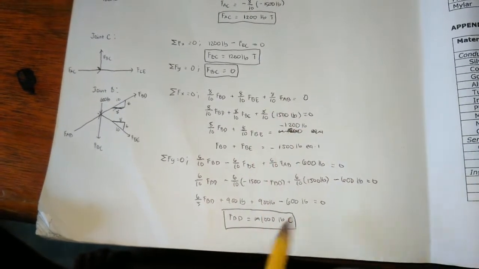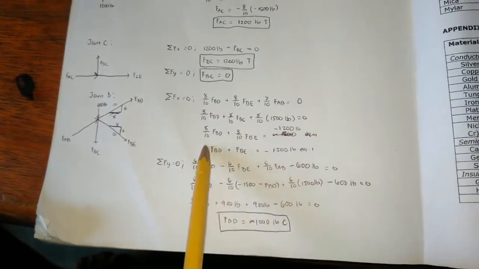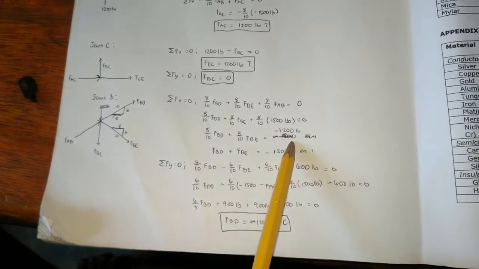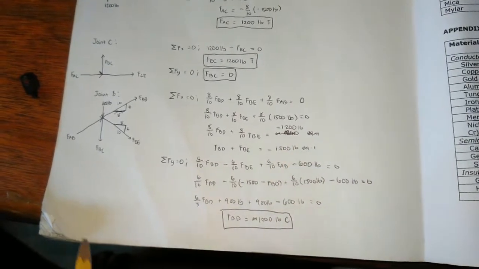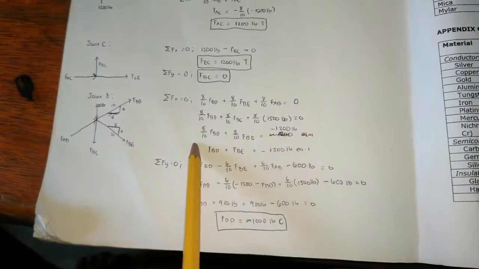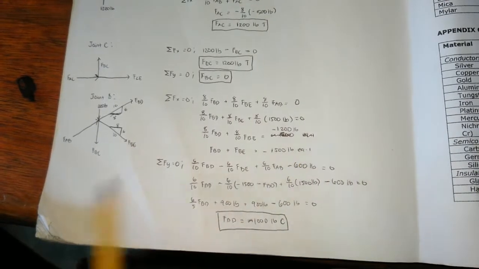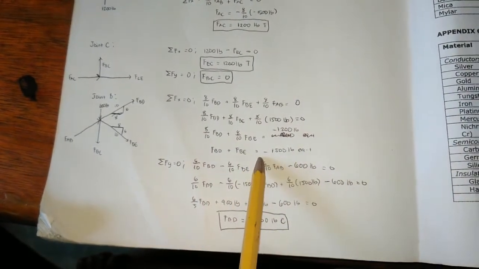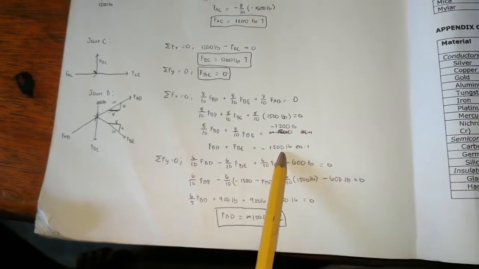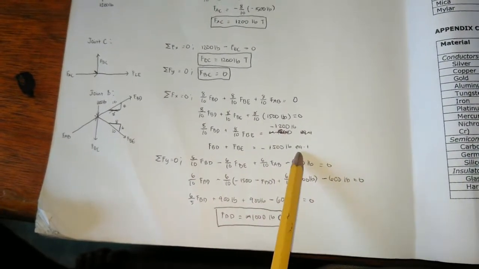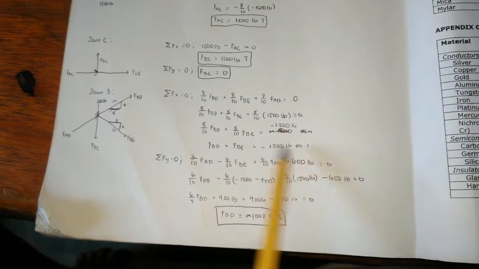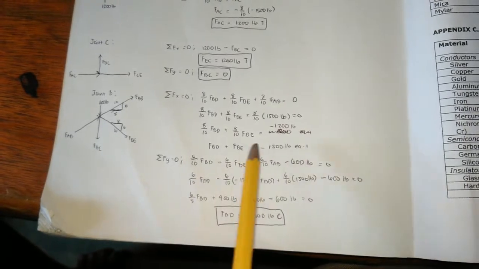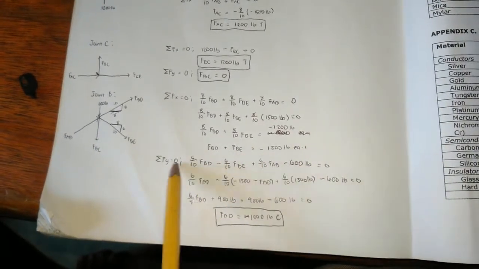So we have 8 over 10 FBD plus 8 over 10 FBE plus 8 over 10 times 1,500 pounds equal to 0. So 8 over 10 FBD plus 8 over 10 FBE is equal to negative 1,200 pounds. Divide all sides by 8 over 10. So we have FBD plus FBE is equal to negative 1,500 pounds. This is our equation 1.